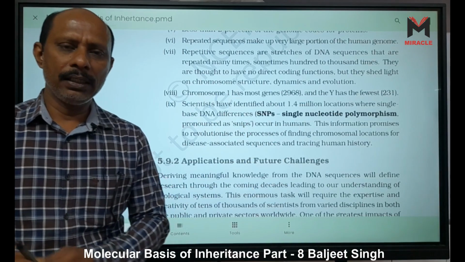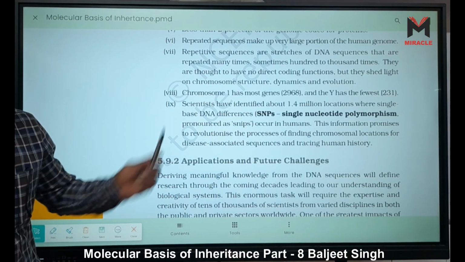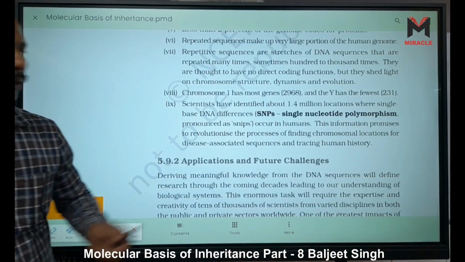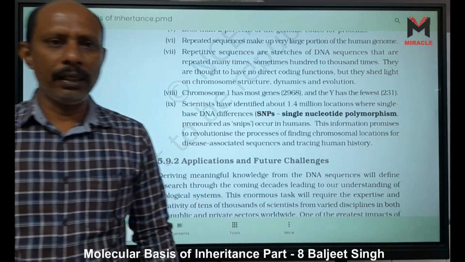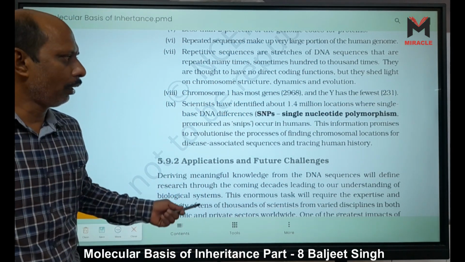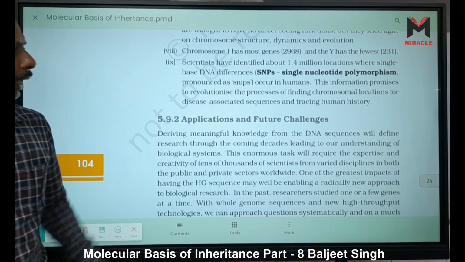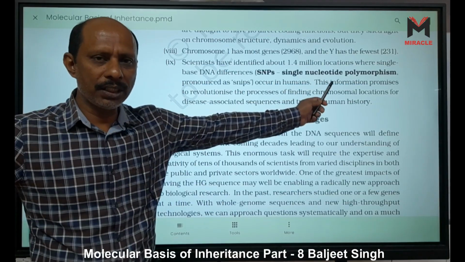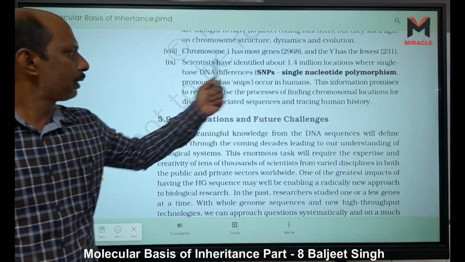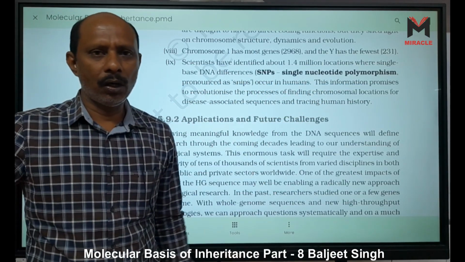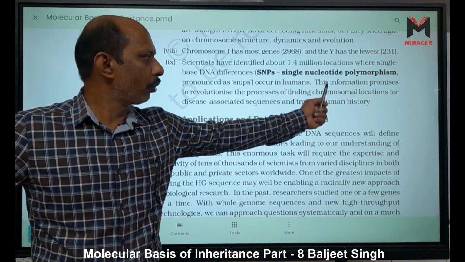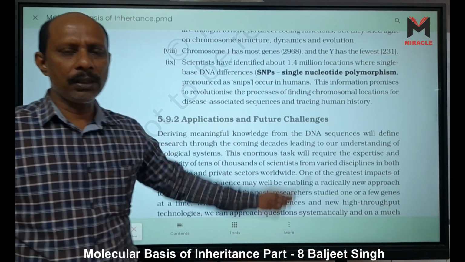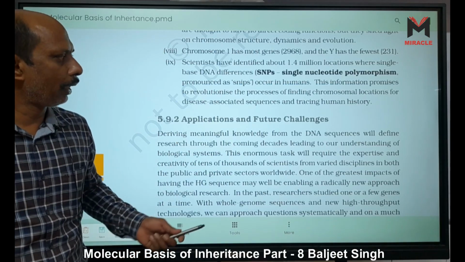Chromosome first is the largest one, which contains 2968 genes, and the last one, Y, has the fewest, only 231 genes. And the last one is that scientists have identified 1.4 million locations where a single base DNA difference is there, or single nucleotide polymorphism, which is simply pronounced as SNPs, right?